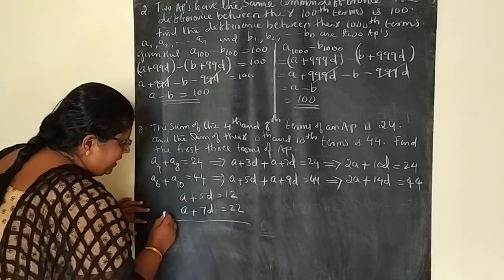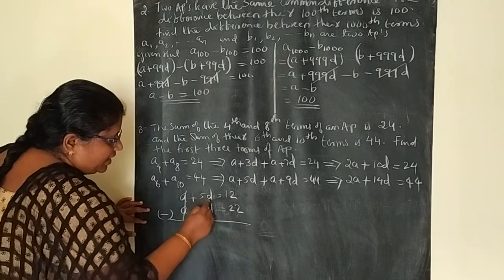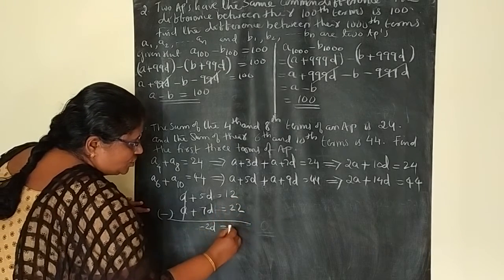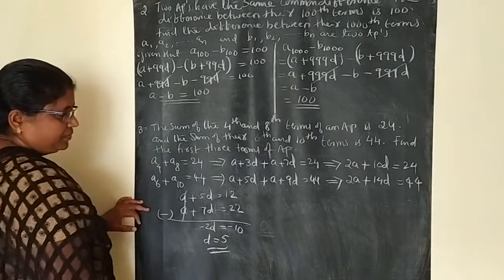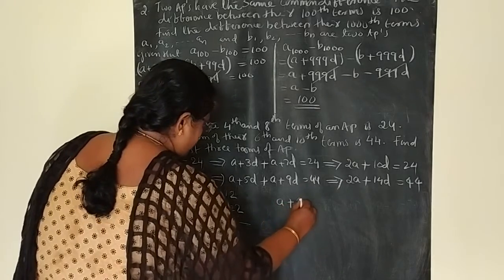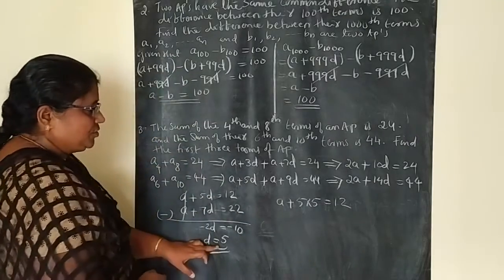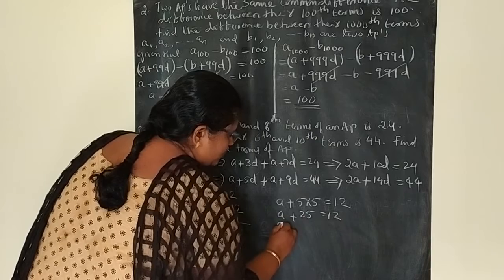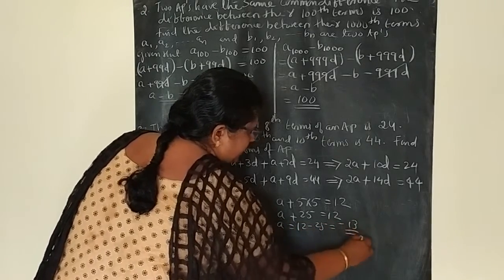So we are solving. A is common, subtraction. This will cancel. 5d minus 7d is minus 2d, and 12 minus 22 is minus 10. So d is equal to 5. That d we are substituting here. So A plus 5 into 5 is equal to 12. d is equal to 5, so A plus 25 is equal to 12. So A is equal to 12 minus 25, minus 13.